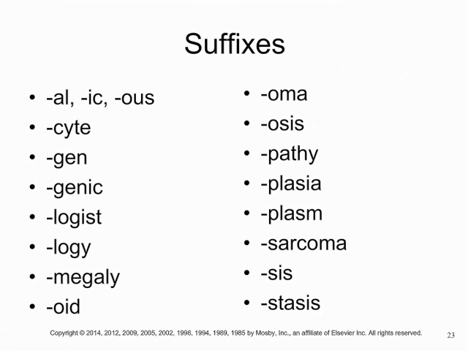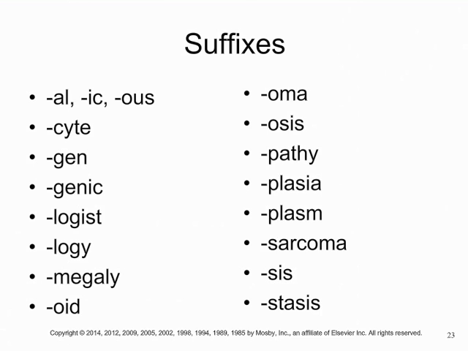Logist and logi, you've probably seen those before. Logist is the person who studies, and logi is the study of. Megaly, think mega, big. Megaly means enlargement of, so this is going to be used oftentimes with an organ or a part of the body. Oid means resembling, so if something looks like a tumor, it might be oncoid. We'll find a lot of these later on. Oma is a tumor or a swelling, so we're going to see words like melanoma, carcinoma, and so on.